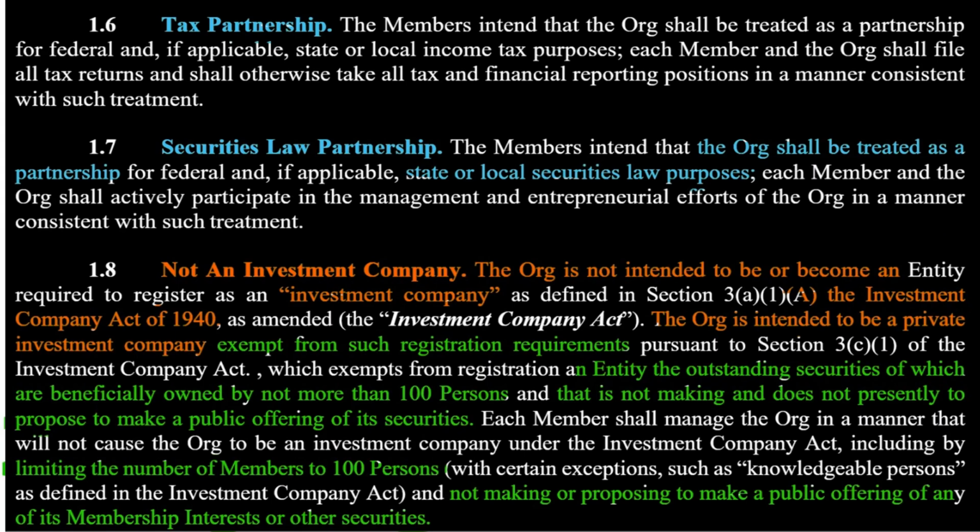You will see in blue at 1.7 where it is expressly stated that the members intend to treat the org as a partnership for the purpose of securities law. And in orange, that the org is not intended to be or become an entity required to be registered under the Investment Company Act of 1940, but rather be a private investment company.